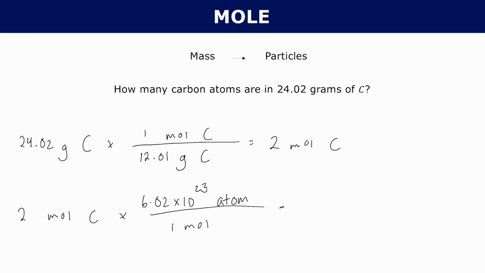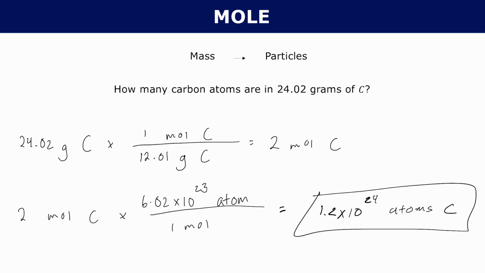So you have about 1.2 times 10 to the 24th atoms of carbon. And so using our understanding of a mole, we were able to convert grams, or the mass, into the number of particles. Another thing that the mole is really helpful for is talking about concentrations.